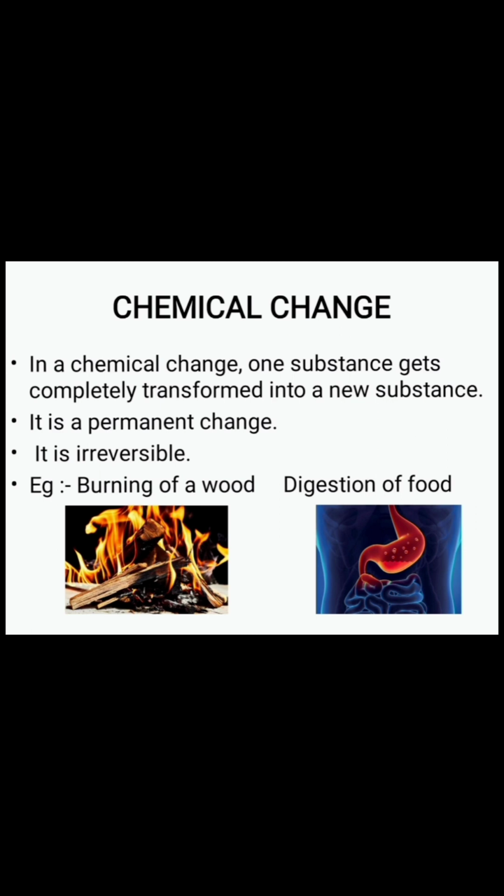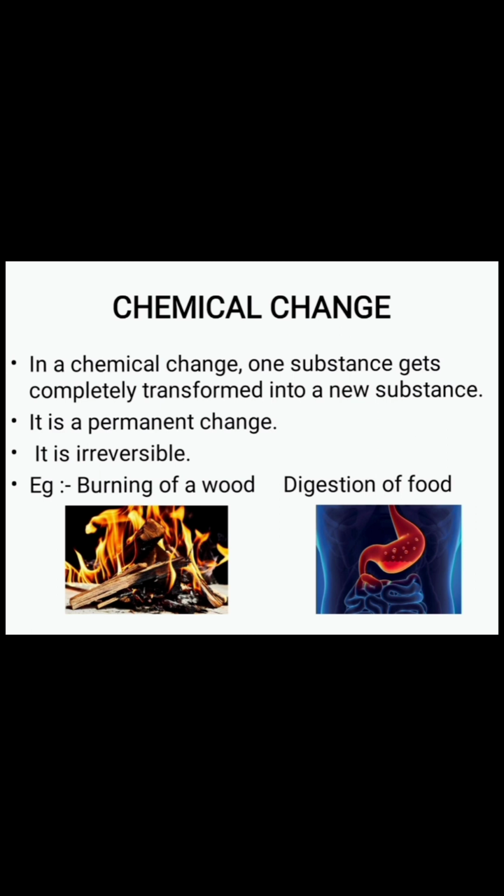Chemical change. In a chemical change, one substance gets completely transformed into a new substance. Looking at the example, burning of wood. When we took a piece of wood and burned it, we got ashes. We cannot bring the ashes back into wood. So it is a permanent change and we cannot reverse it. So it can be called irreversible.